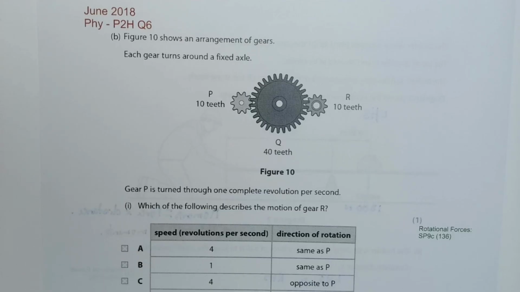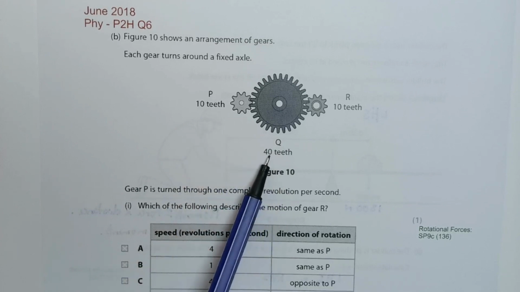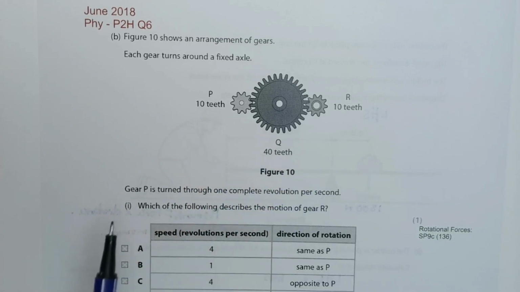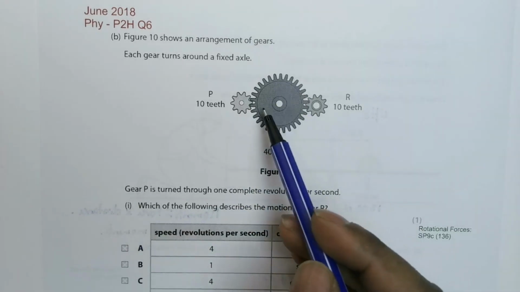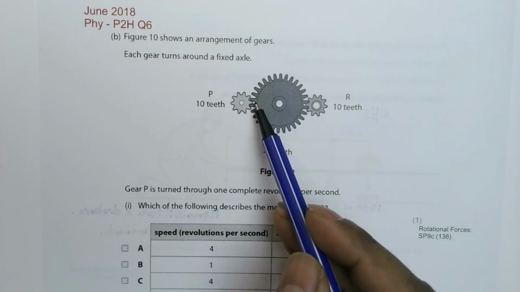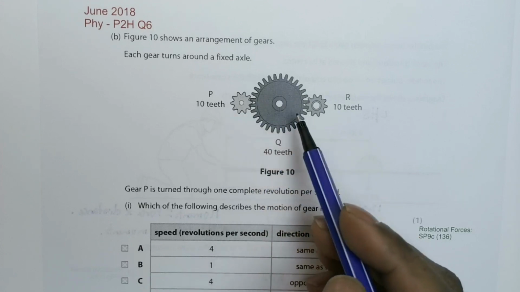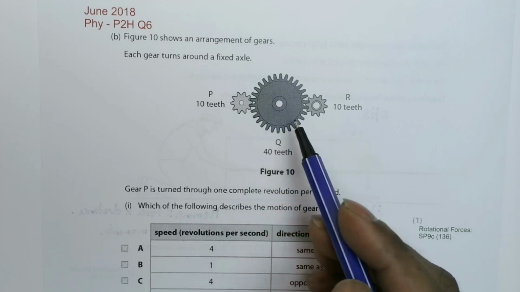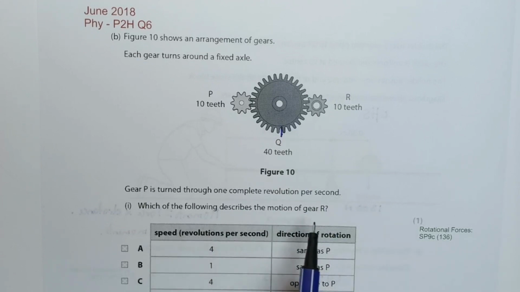Next part of the question 8, part B. Figure 10 shows an arrangement of gears. So you've got a gear P with 10 teeth, Q with 40, and R with 10. Gear P is turned through one complete revolution. So for every tooth that moves, the corresponding tooth also moves. If you move this once, it will move across 10 teeth, so Q will actually just move 1/4 of a revolution. Which of the following describes the motion of gear R?